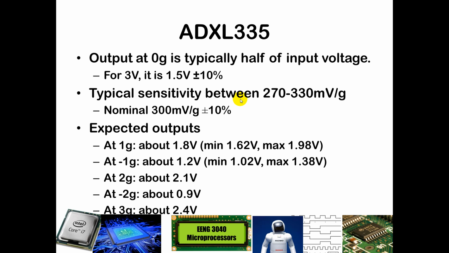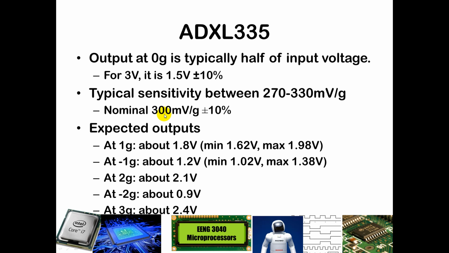So let's look at our expected output. At 1 G, that would be 1 times the sensitivity above the nominal. So our nominal output voltage should be 1.8. That is because 0 G is 1.5, and then we're adding 300 millivolts or 0.3 volts nominally because we have 1 G above.